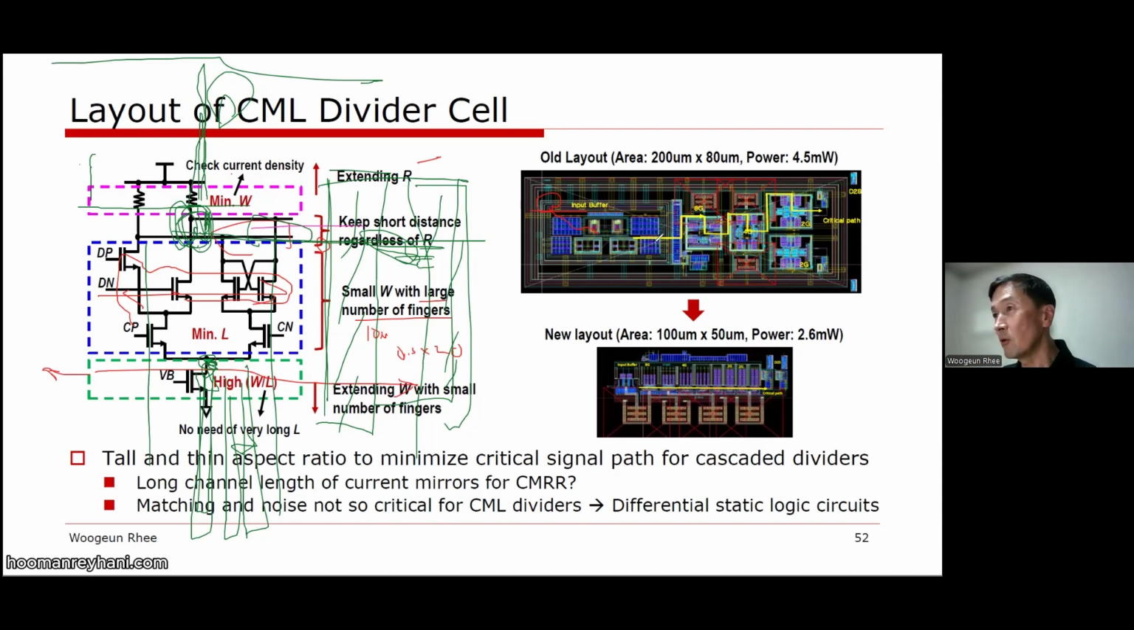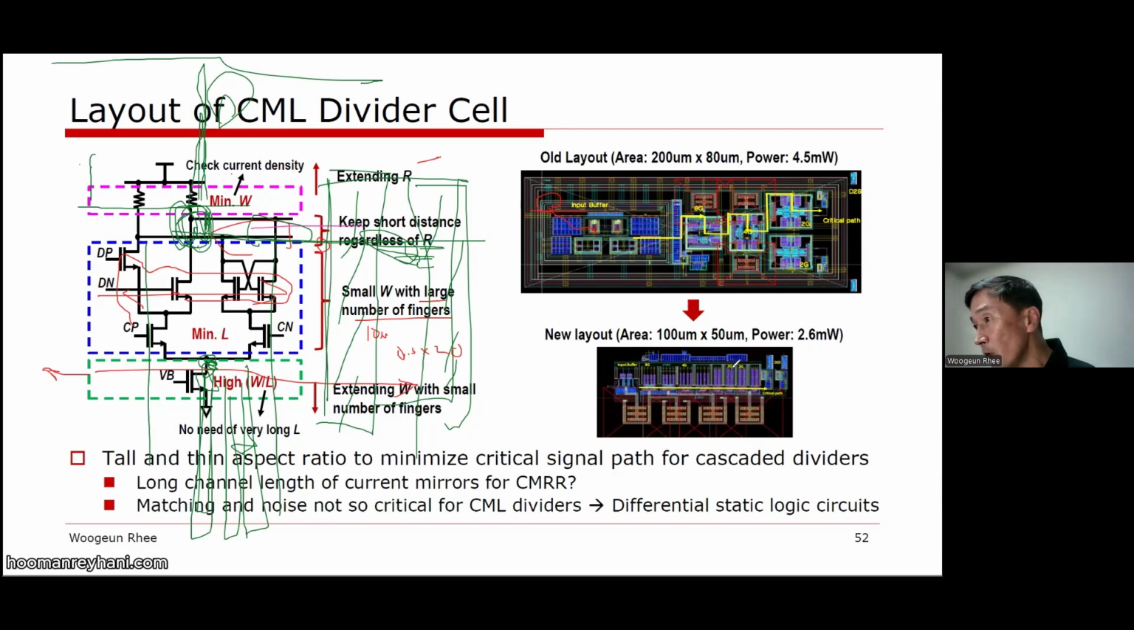But now, for the same circuit, we did the layout again. As I said, we did it this way. We made a long bias pipe, and then we added some additional capacitor and gate-source capacitance. But the key part is that the critical path is all well aligned. And this is a resistor.